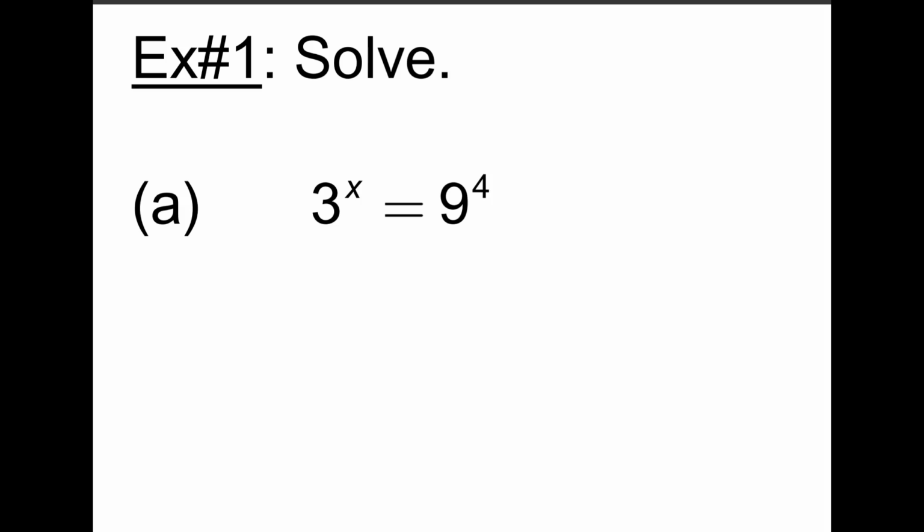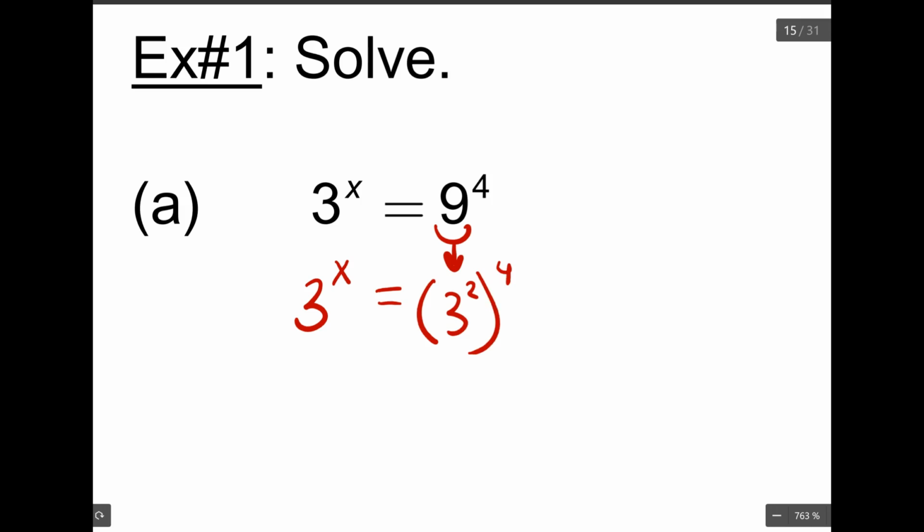3 to the x equals 9 to the 4th. So the question is, which one do I want to convert to? Do I want both bases to be 9 or both bases to be 3? Which one can I write in terms of the other? 3. I want to change 9 into 3 to a power. So I have 3 to the x, and I want to rewrite 9. It's going to be 3 squared and then to the 4th. Exactly. So how do I actually combine when I have a power to a power? Multiply.